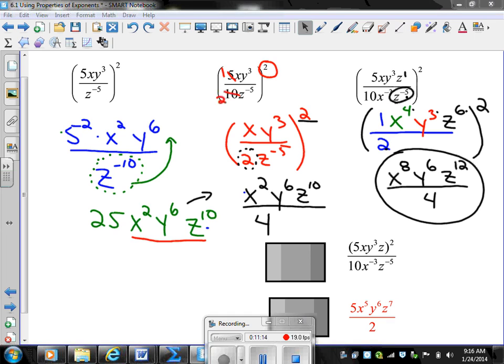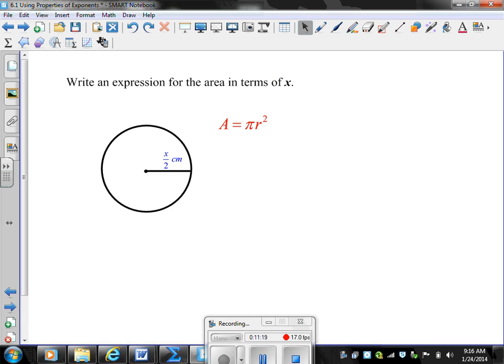Okay, last problem here. We're going to write an expression for the area of that circle in terms of x. So what do we know here? Well, we know the area of the circle is pi r squared, and the radius I'm giving you is x over 2. So what I'm going to do in place of r is put x over 2. And then I'm going to simplify this. So I have the area equals pi, and now I need to square this whole base here.